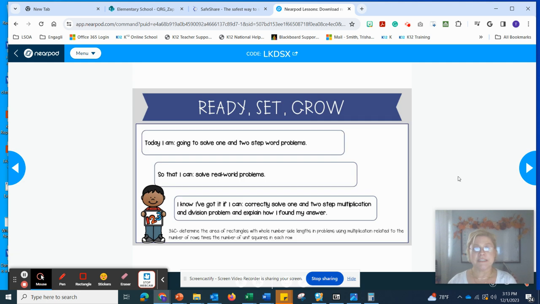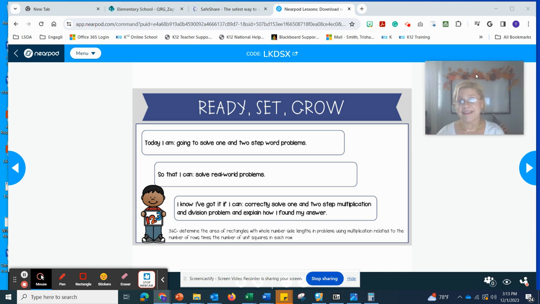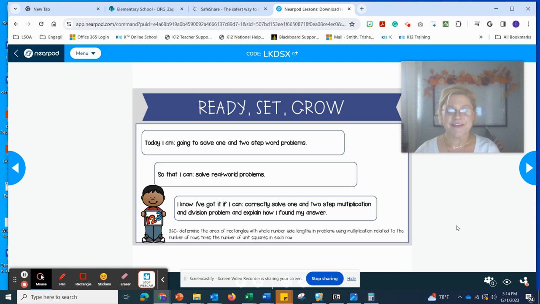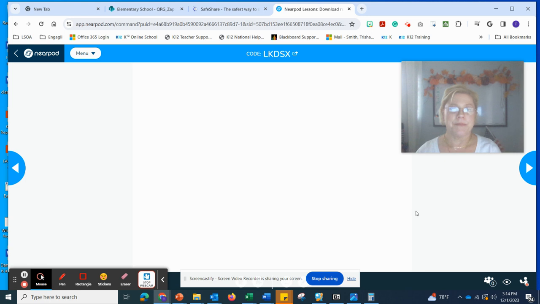So today we are going to solve 1 and 2 step word problems. Why are we doing this? We're doing this so we can solve real world multiplication problems and probably division problems, because they're the inverse of each other. So we know we got it if we can correctly solve 1 and 2 step multiplication and division problems and then explain our thought process. Are we ready? Steady? Let's go.